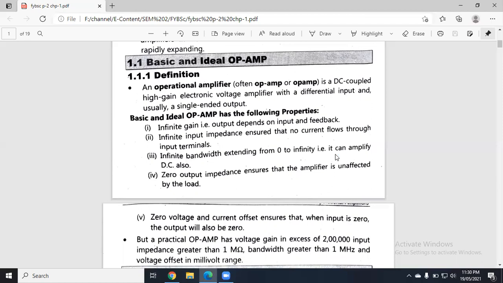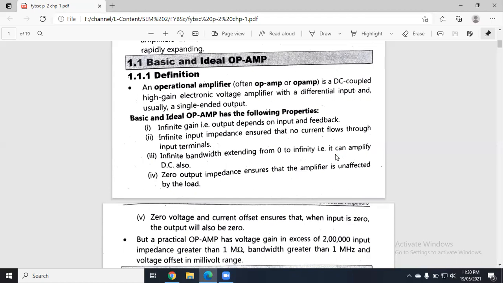Now, the basic and ideal op-amp has the following properties. First thing is infinite gain. It is an ideal characteristic of the op-amp. It is going to have infinite gain. What is gain? Output quantity divided by input quantity. That ratio should be infinite in the case of an op-amp.